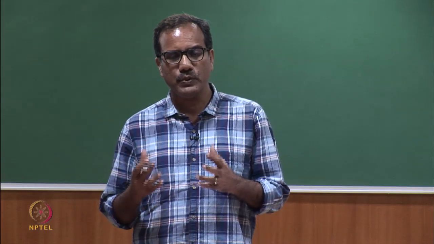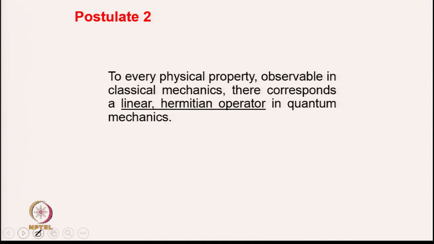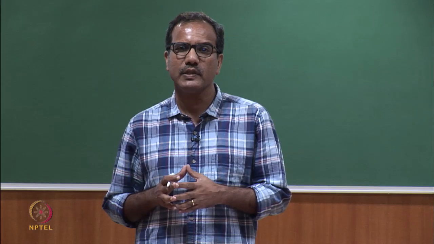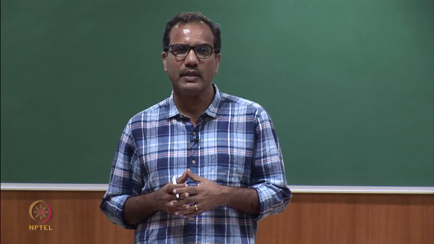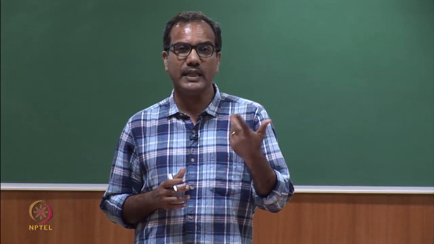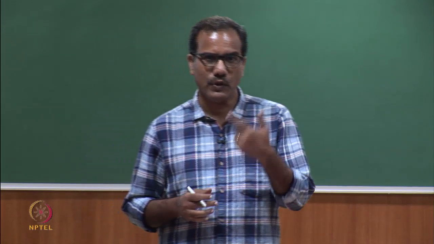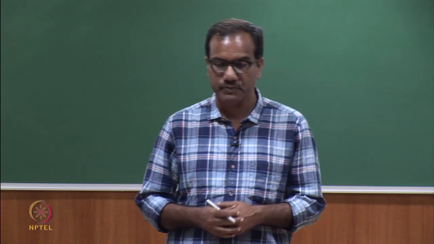Now, we will go to postulate 2. Postulate 2 tells you that to every physical property observable in classical mechanics, there corresponds a linear Hermitian operator in quantum mechanics. There are a few terms, for example, observable, operator, linear operator and Hermitian operator. We will discuss those before again trying to understand this postulate.